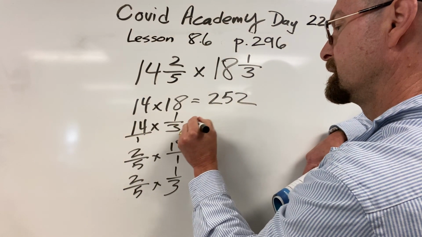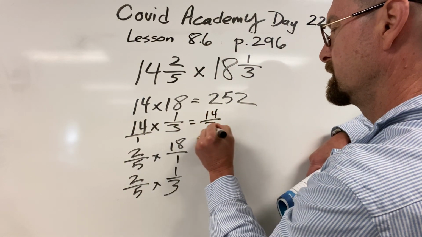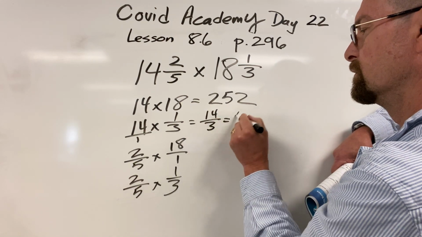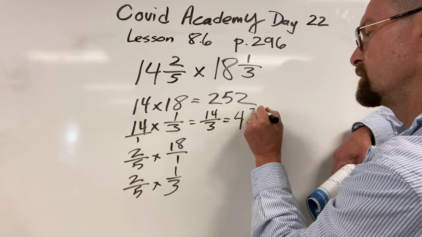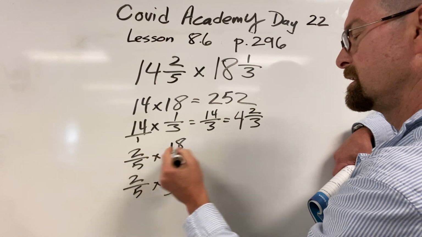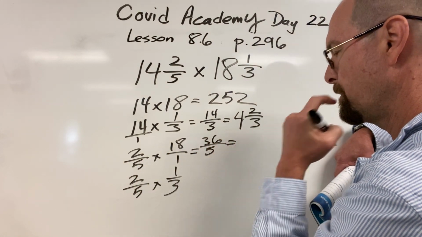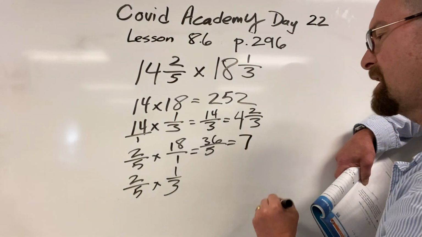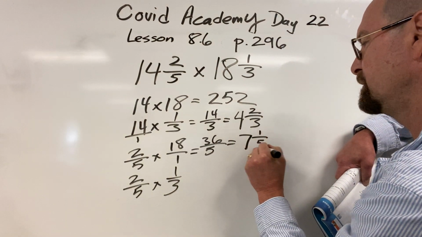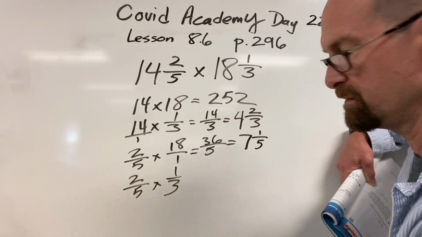Okay, this is gonna be 14. Now it's easy. 14 over 3. That's 4 fit into there, because 4 times 3 is 12, but 2 left over, 4 2/3. This one's gonna be 36 over 5, which is 7 times 5 is 35, left over the 1. Oh dear, 3rds and 5ths, they don't talk to each other.